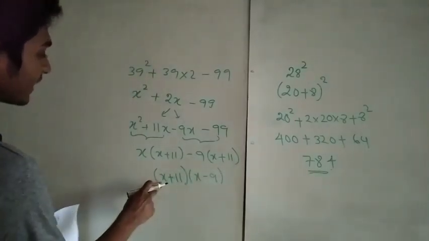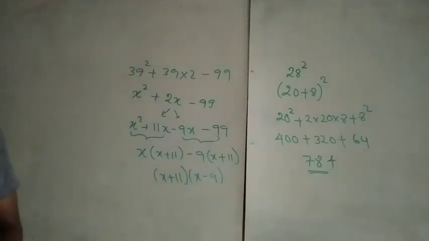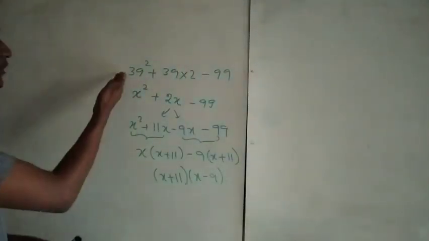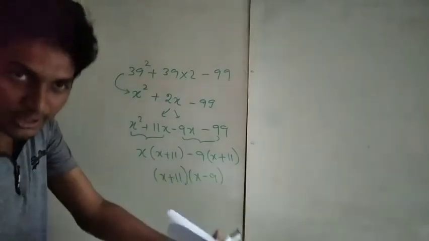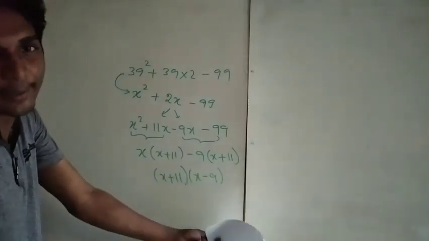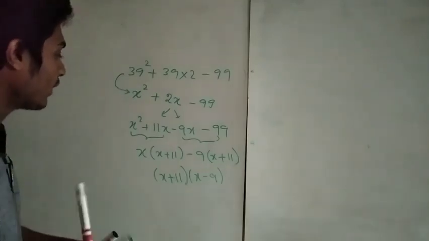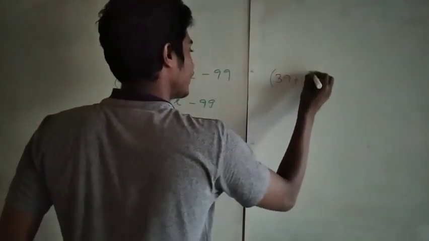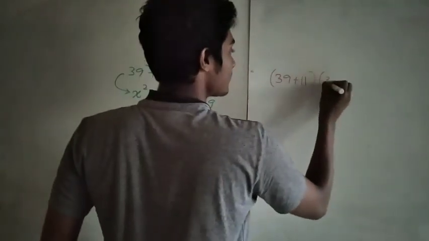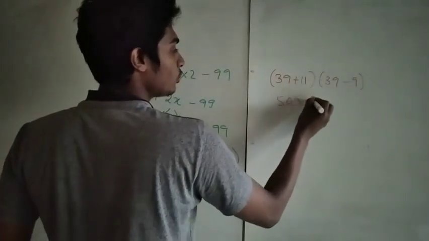Now what? Instead of x, just substitute 39, because 39 is just x. That's why we have substituted here: instead of 39 we have substituted x, and now instead of x we are going to substitute 39. So that is the ultimate point. That is how we have to think about these kinds of problems as well. So we are going to have 39 plus 11 and 39 minus 9. So this is 50 into 30.